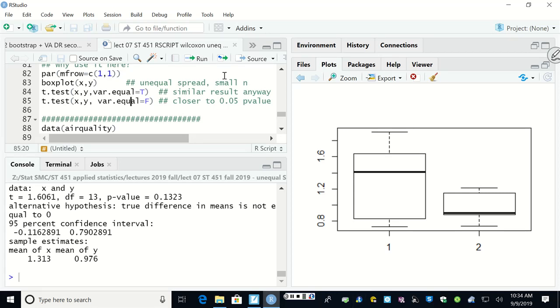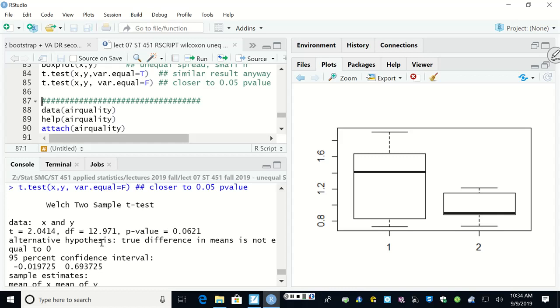Unequal variances, degrees of freedom went down a little bit, not too much. The p-value happened to shift a little bit closer to 0.05, but still didn't cross over that barrier. But it's still consistent. There does not appear to be a significant difference.